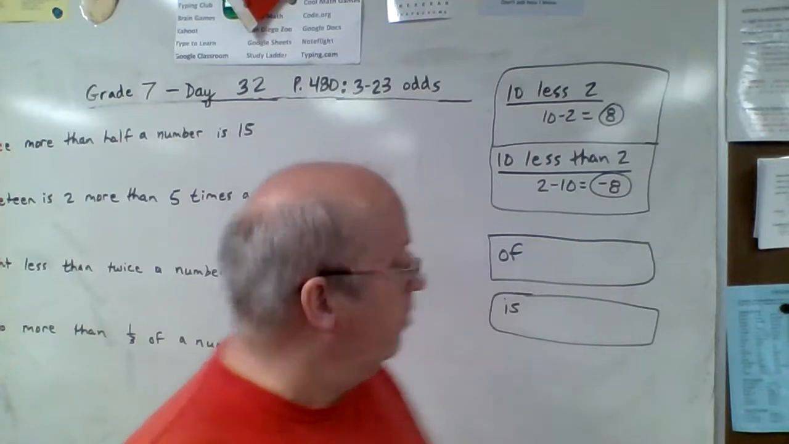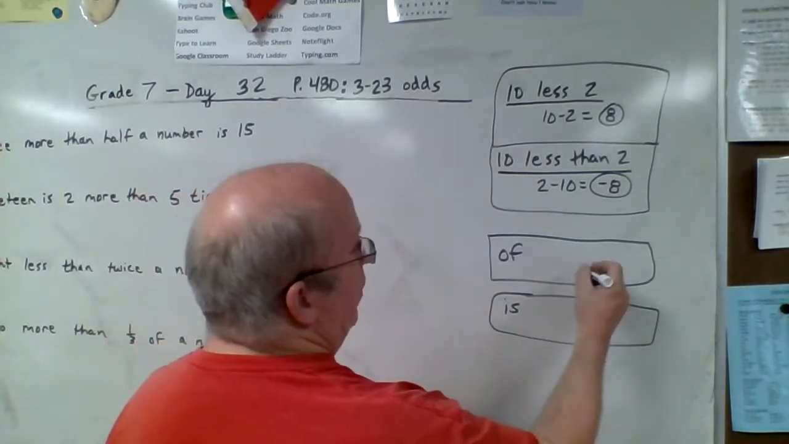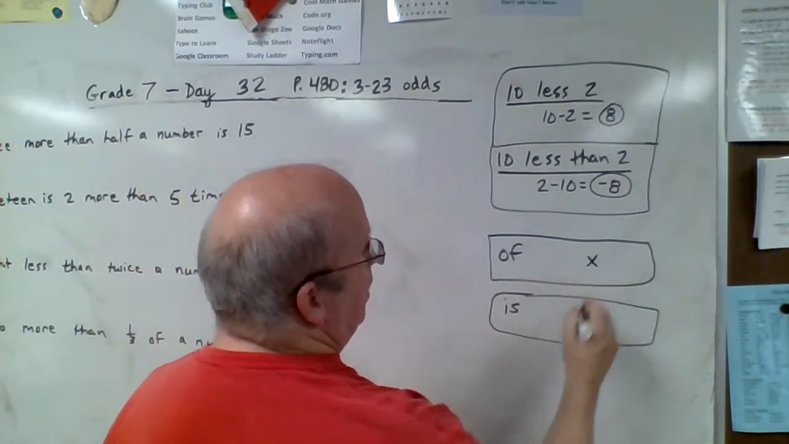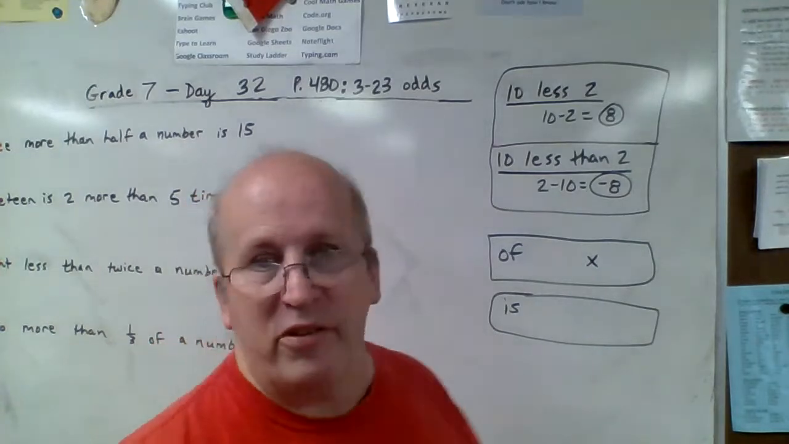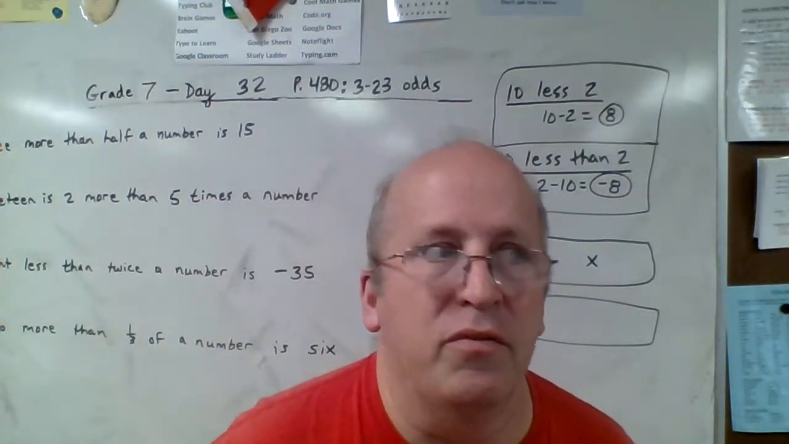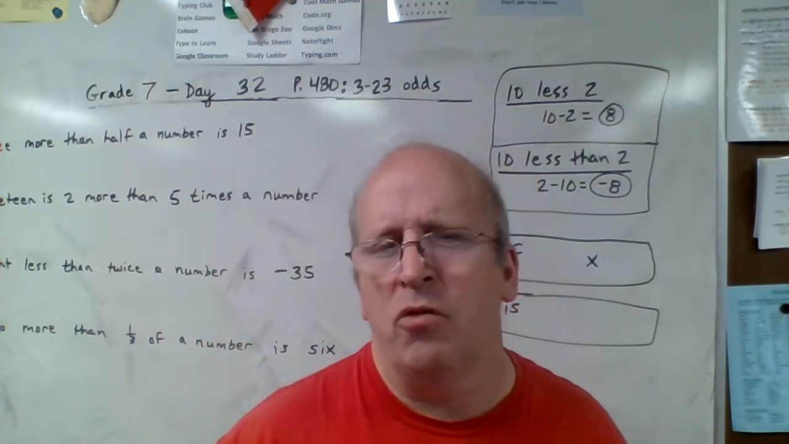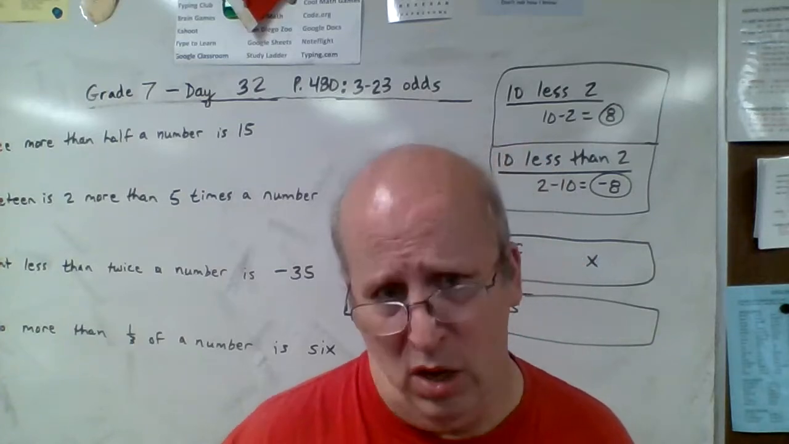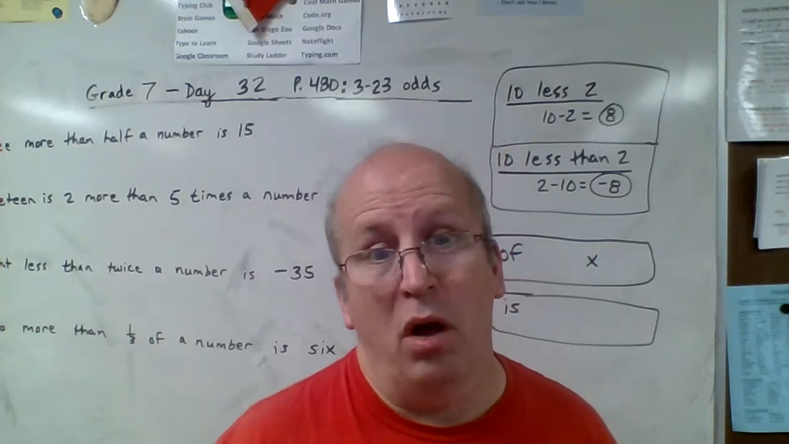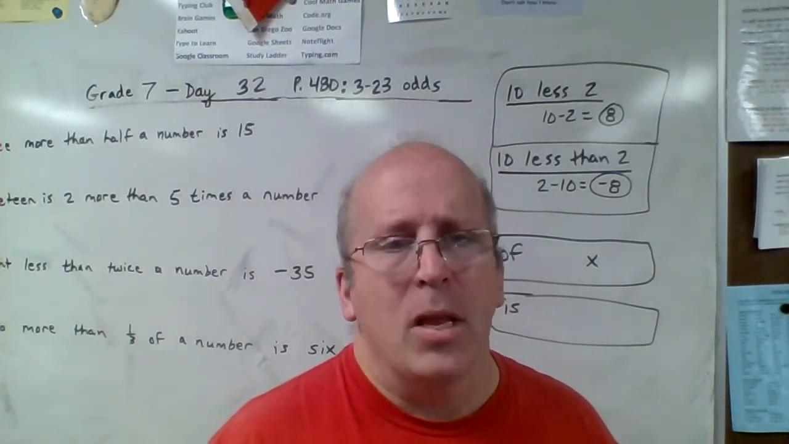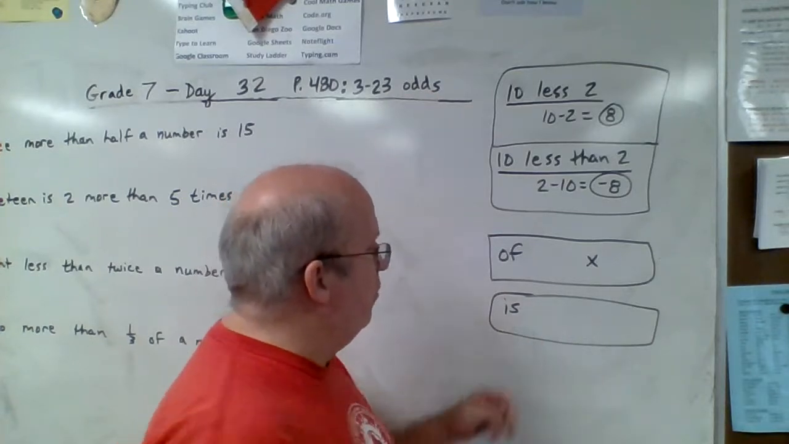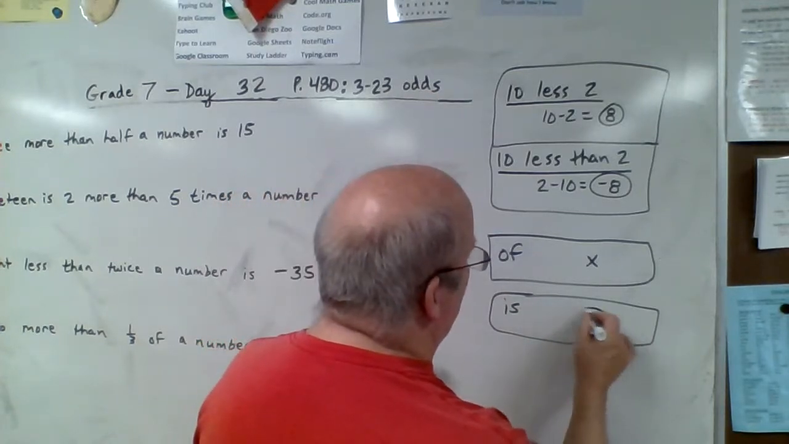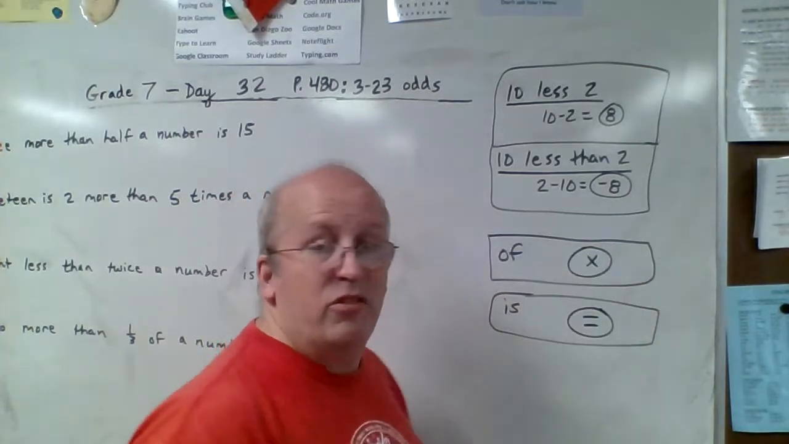A couple of other things. The word of, very often in this assignment, is going to mean multiplication. So if somebody says 1/3 of 12, what they mean is 1/3 times 12, and 1/3 times 12 is 4. Finally, the word is very often in mathematics the equal sign. So keep those things in mind.